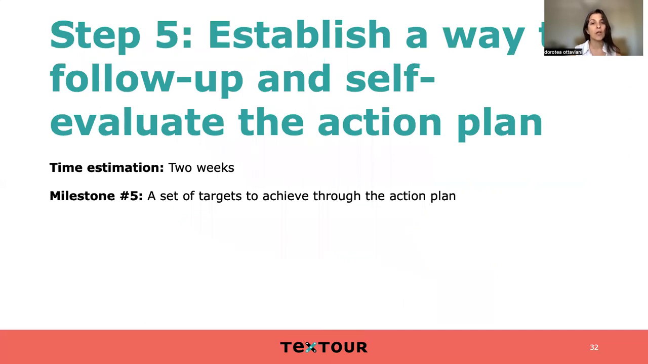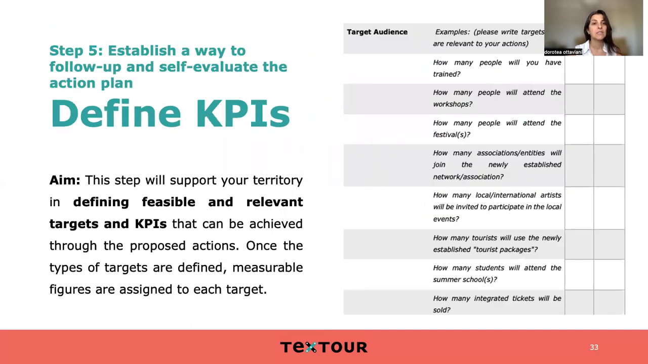Establish a way to follow up and self-evaluate the action plan. This is again a 2 weeks process, and it will help arrive at the 5th milestone, a set of targets to achieve through the action plan. So the aim of this step is to support your territory in defining feasible and relevant targets and KPIs, key performance indicators, that can be achieved through the proposed actions.